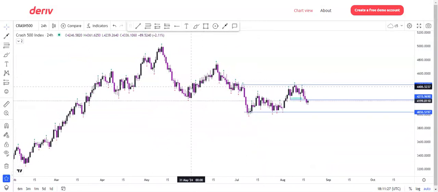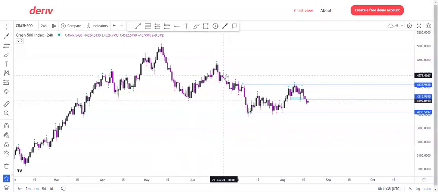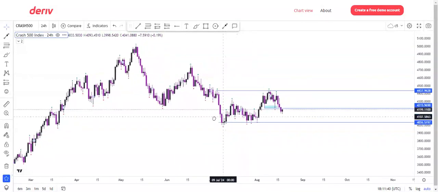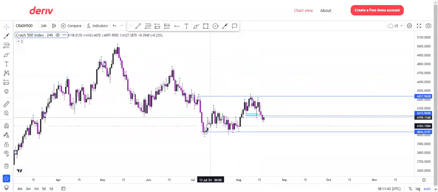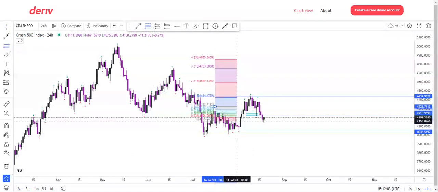Yeah, okay. On the 24 hours, for those who've been joining our class, we saw this impulse correction, and then we had this impulse, and we had the market rejecting at this zone, and we have a kind of bigger consolidation.